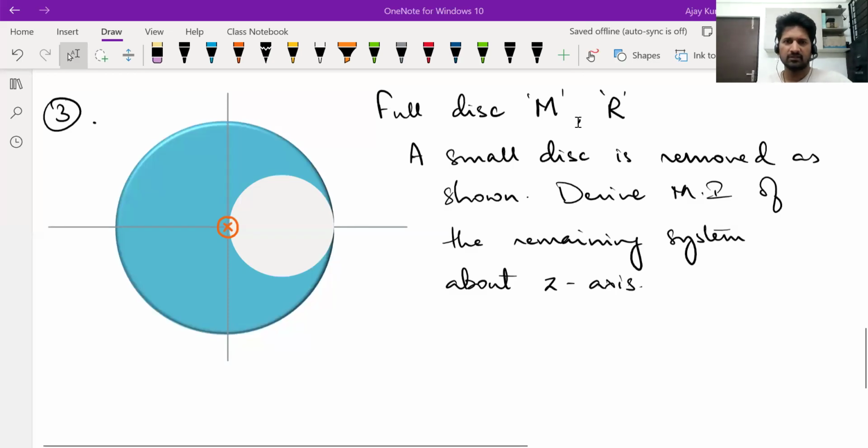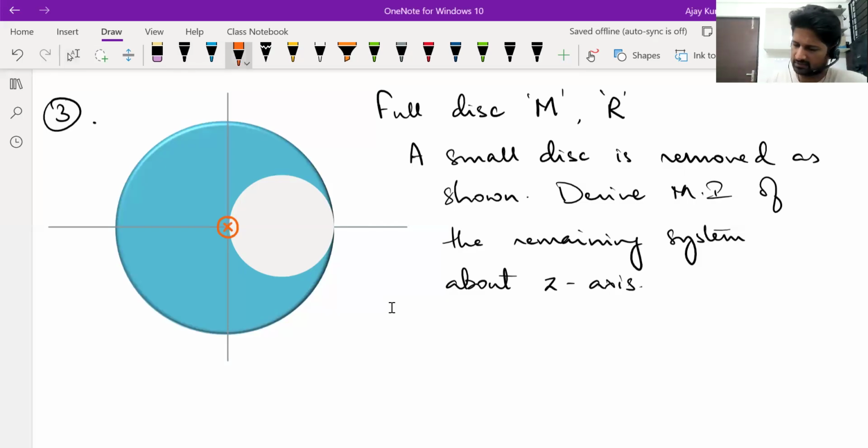Okay, let's solve this. I got one answer as 15 mr square by 32. We'll see. The answer you have given is less than mr square by 2, so it may be correct. Rishi, can you repeat the idea that we are going to use to solve this problem? Sir, we find the moment of inertia of the smaller disk and then subtract it from the whole one. Yes. The idea is to subtract the moment of inertia of the missing part from the full disk's moment of inertia. Full disk moment of inertia is mr square by 2 about the z-axis. We know that. Let's keep it aside.